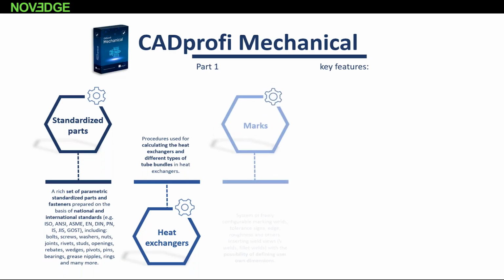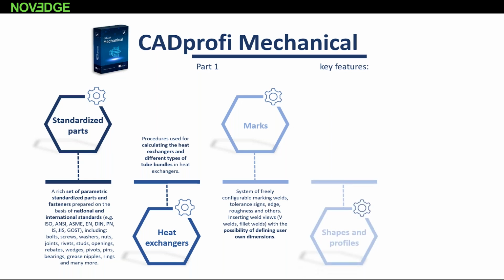The other thing is marks. That's the system of freely configurable marking: welds, tolerance signs, edge, roughness, and others. Inserting weld views with the possibility of defining user-owned dimensions.